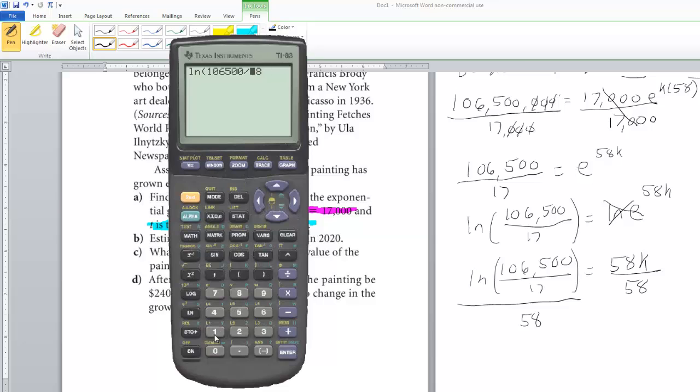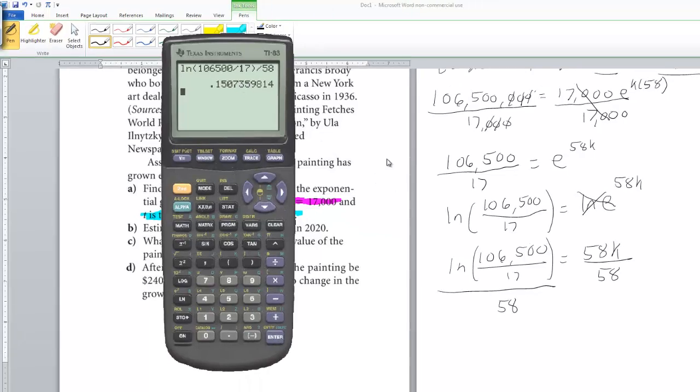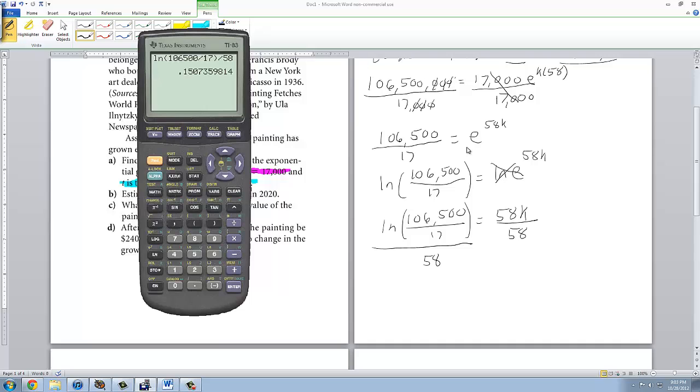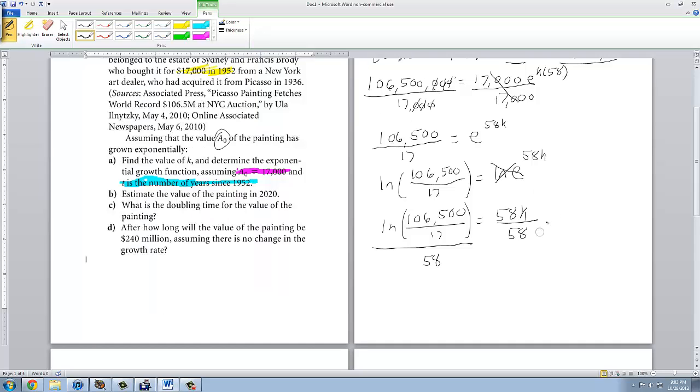Divided by 17, then close the parenthesis and divide that by 58. This is actually going to give you a very large number, relatively speaking, for k. It looks small, and we're going to run this to 4 places: 0.1507. That's actually very large for k.